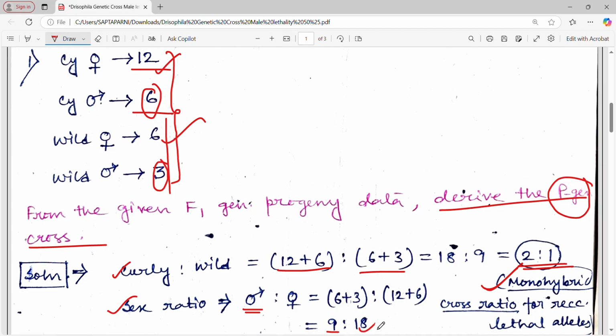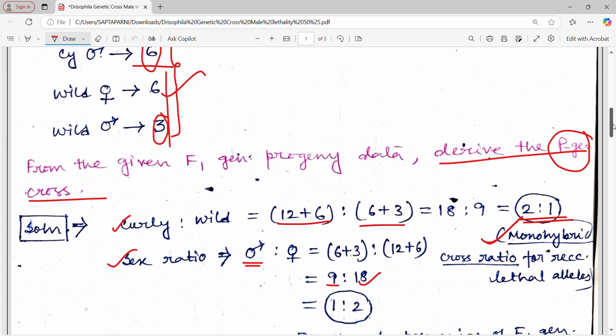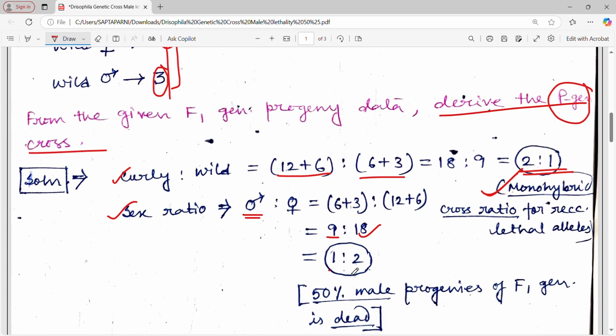Okay, so what will be the sex ratio? The sex ratio will be 1:2. That means for 2 female individuals there is only 1 male individual. That means 50% of male progenies in the F1 generation is dead. So it is showing that this data is from 50% male lethality data.